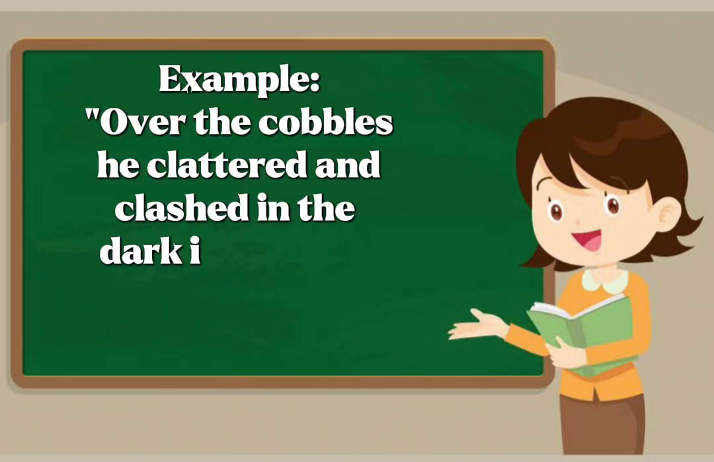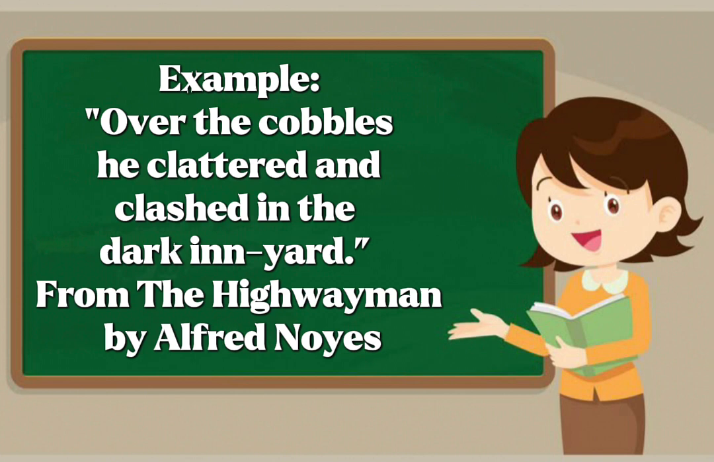Okay class, let's read the line together. Over the cobbles, he clattered and clashed in the dark inn yard. So what is the repeated sound in this sentence? Yes, the C and K sound in the cobbles, clattered, and clash. So why do you think the writer used these repeated sounds? Very good. It makes the action stronger and more dramatic. So what figure of sound is this? Yes, correct. It is alliteration.